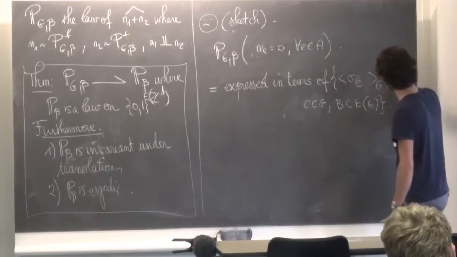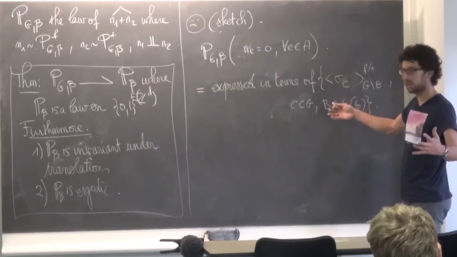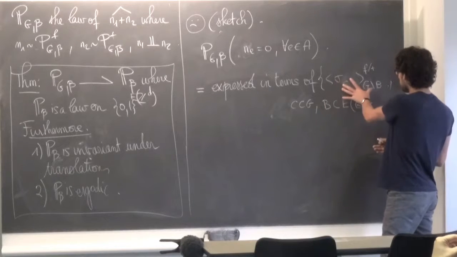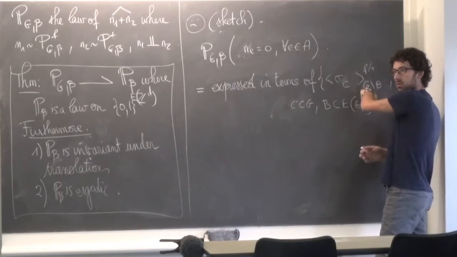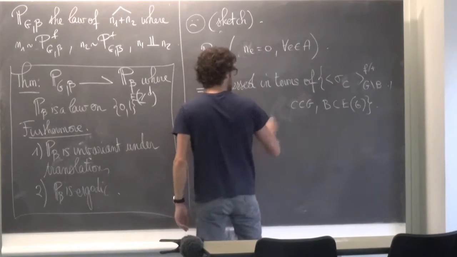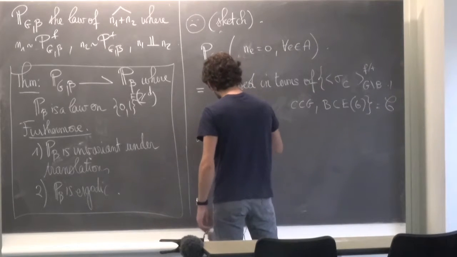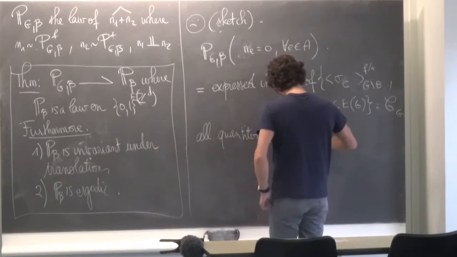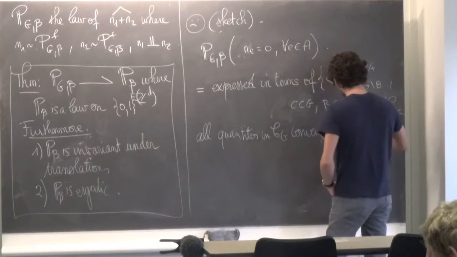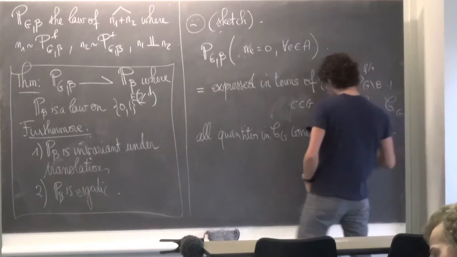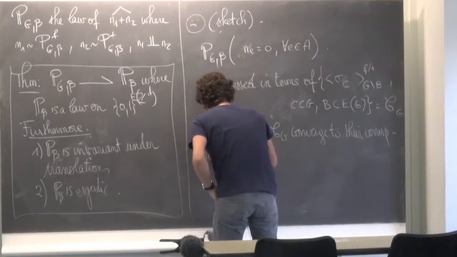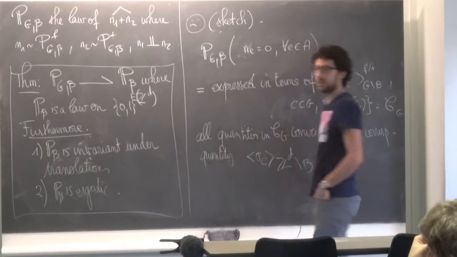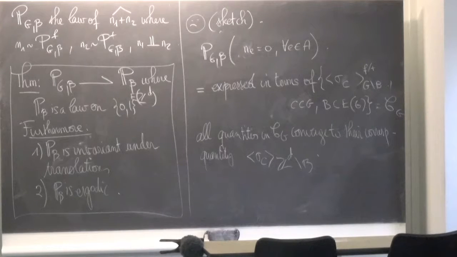Now, the point, and here it's a product or a sum. So you have a big product of these quantities. This is the probability that N is equal to 0 for every edge in A. But all these quantities, when G tends to Z^d, they converge. So let's call this big set C: all quantities in C_G converge to their corresponding quantity, which is going to be of the form ⟨σ_x σ_y⟩ on Z^d minus B. So you just do a big computation, and you get that it's expressed like that.